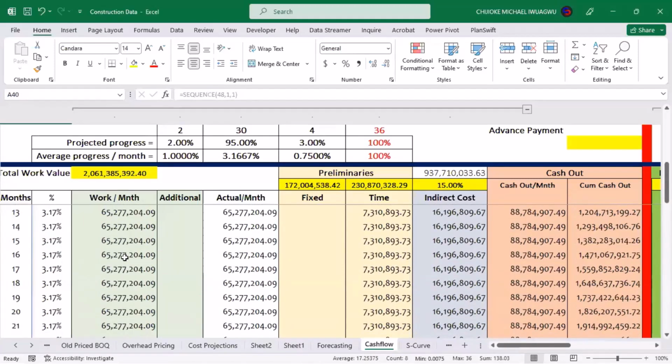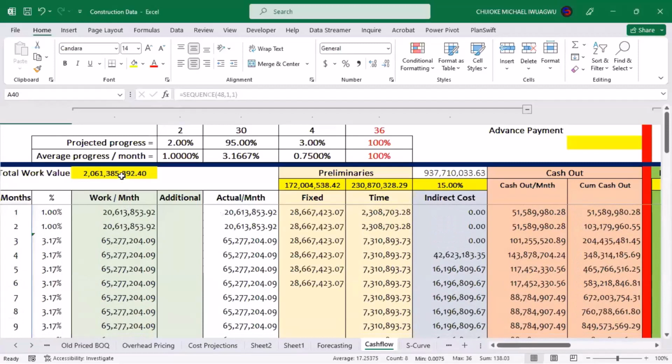Now, the rest is this. We have already calculated when we were doing our costing that the cost of the work to us, the contractor, is about 2.061 billion. Now, I will start multiplying that cost by this percentage output, the performance that I have here, and it will give me these values.